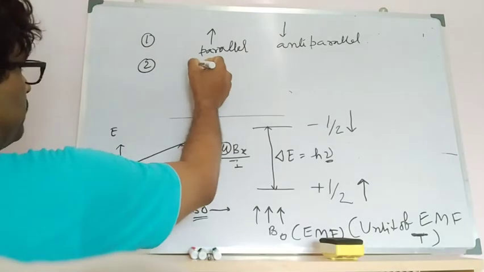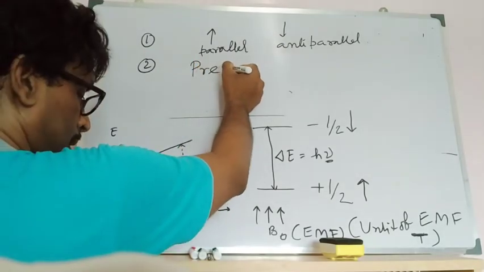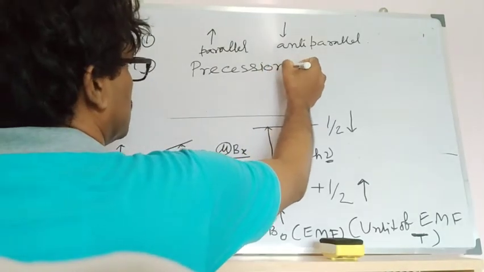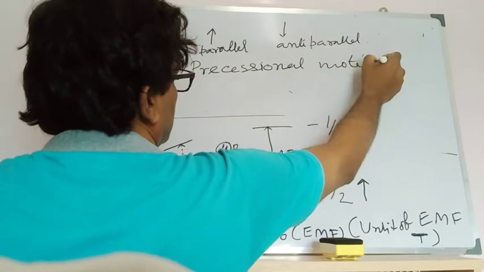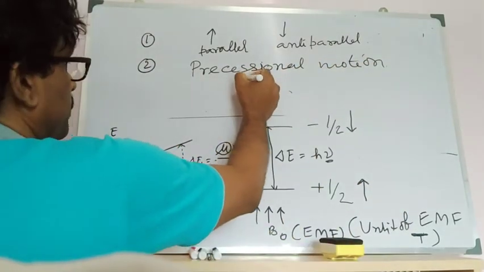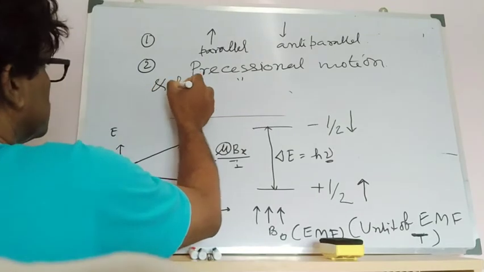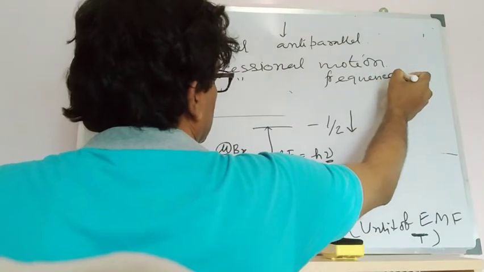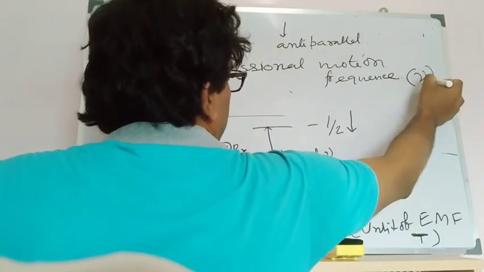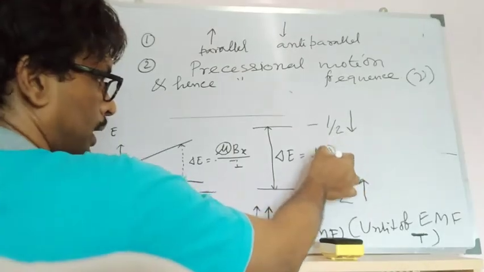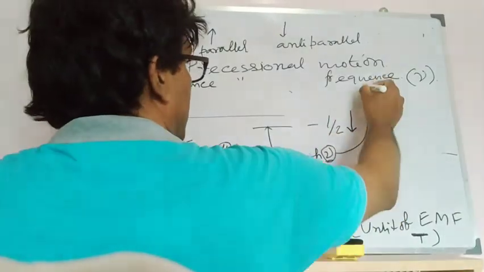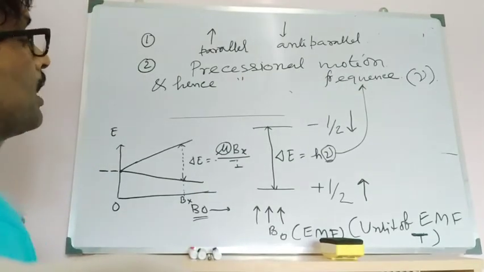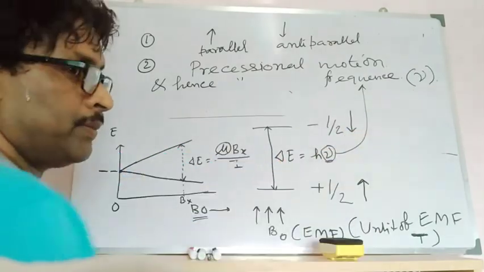So this one has a precisional motion generated. So there will be some precisional frequency, and hence the precisional frequency will be there. Okay, so that frequency will be nu. So we call this nu the precisional frequency. So clearly, with the increase of the B0, this precisional frequency will increase.